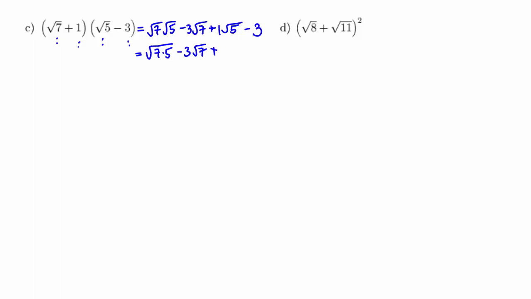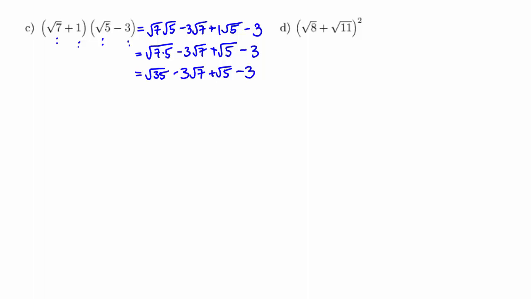Again, that can't simplify. In general, I'll write it simply as the square root of 5. So I'll put plus the square root of 5. Then I'm subtracting 3, and again that can't simplify at all. The last thing I can do is simplify that square root of 7 times 5 into the square root of 35. So I have the square root of 35 minus 3 times the square root of 7 plus the square root of 5, and I'm subtracting 3. Again, we know that the square root of 35 can't simplify any further because there aren't any perfect square factors of 35.